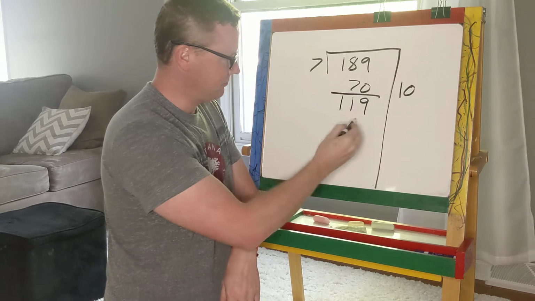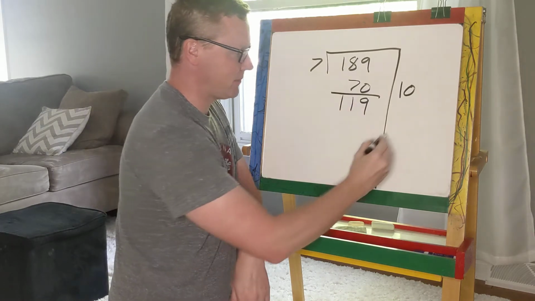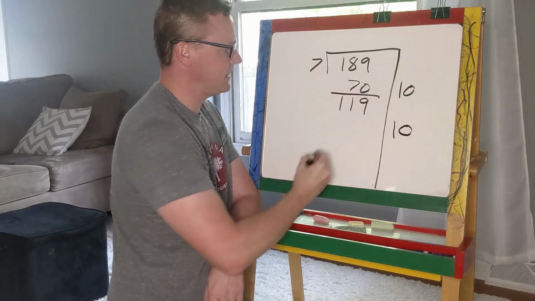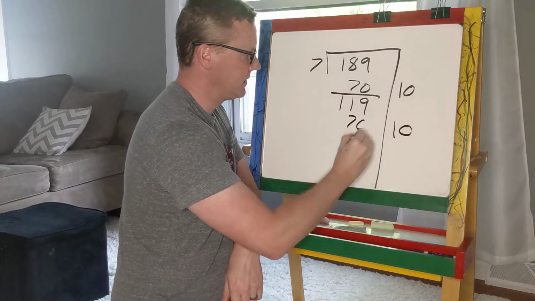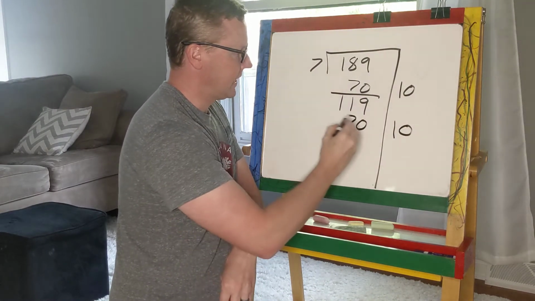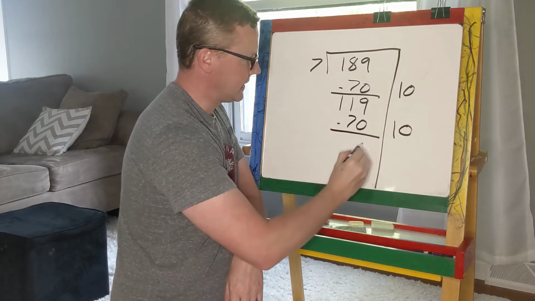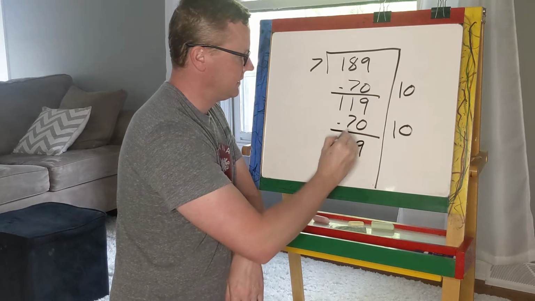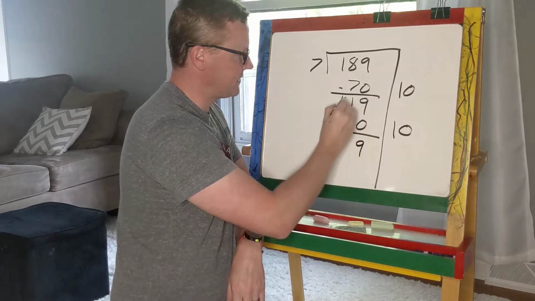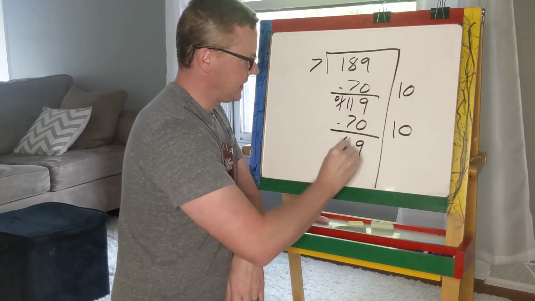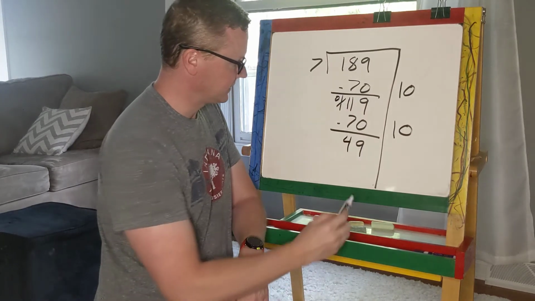Again, I know that 70 is less than that, so I'm going to do another 10. So 10 times 7 is 70. And now I'm going to subtract that again. And I get a 9. And I can't do 1 minus 7, so I have to turn that into a 0, turn that into 11. And I'm left with 49.